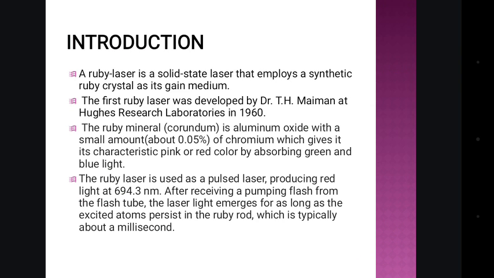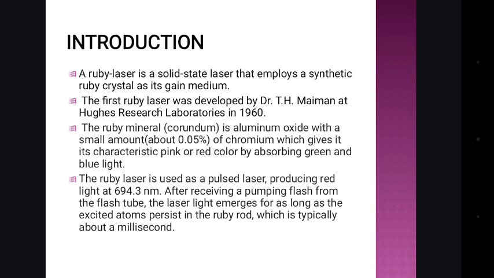Introduction. A ruby laser is a solid-state laser that employs a synthetic ruby crystal as its gain medium. The first ruby laser was developed by Dr. T.H. Maiman at Hughes Research Laboratories in 1960. The ruby mineral is aluminum oxide with a small amount, about 0.05%, of chromium, which gives it its characteristic pink or red color by absorbing green and blue light.